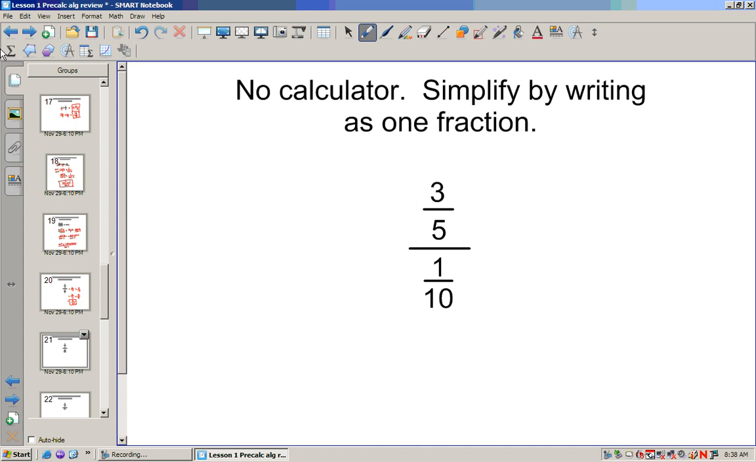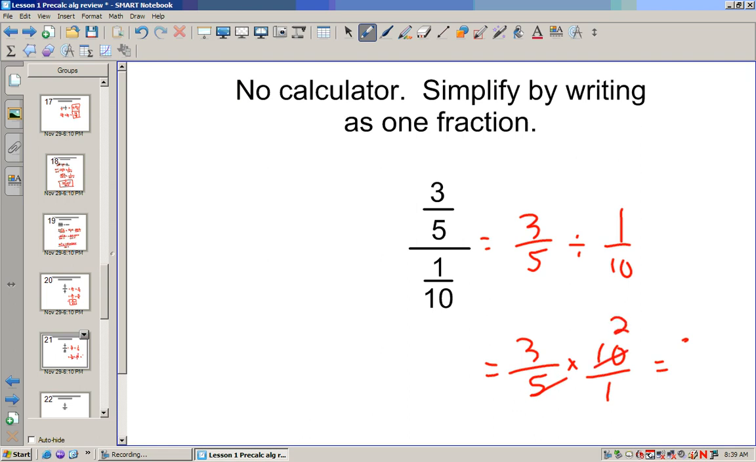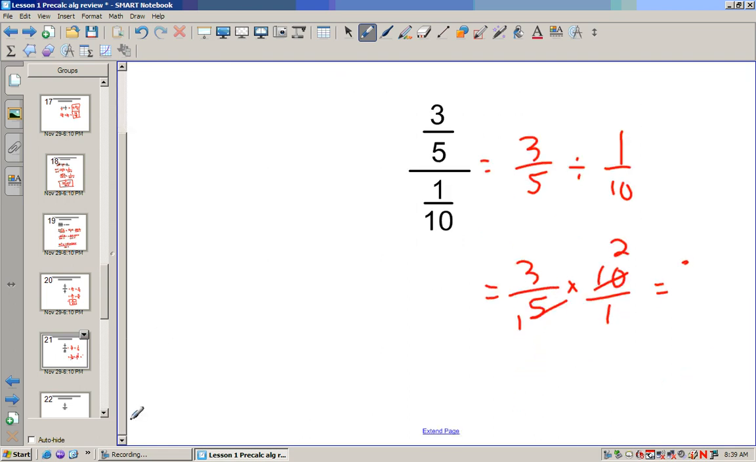Alright, try this one on your own. Pause the video. 3/5 divided by 1/10 is 3/5 times 10 over 1, which we can simplify right here to just be 2 over 1. So we would have 6 over 1, which is just 6.